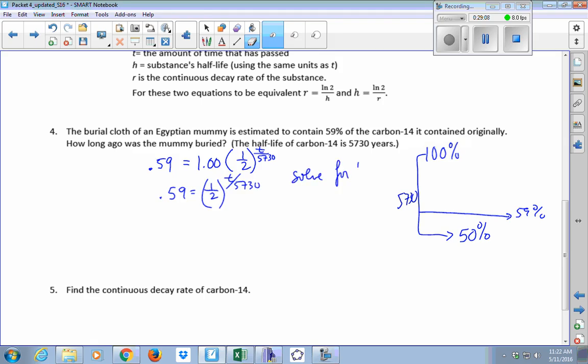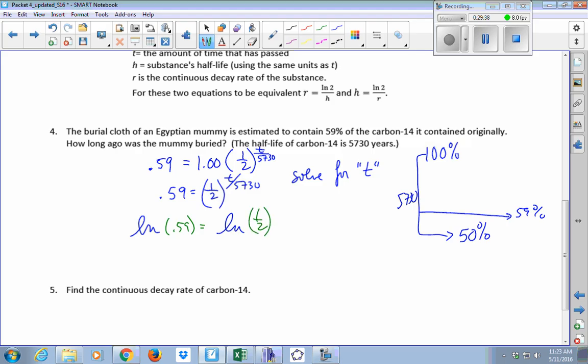And after working on our problems on Monday, we know the only way to undo an exponential function is to take the log of both sides. It's inverse. So I'm going to take log base 10, the common log, or the natural log. It doesn't matter. I'm just going to use the natural log of both sides. So the natural log of 0.59 is equal to the natural log of 1/2 raised to the t over 5730.